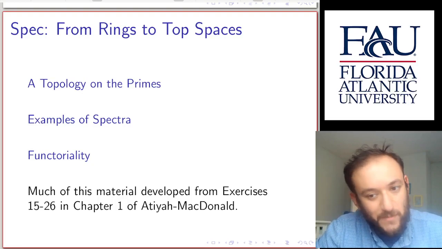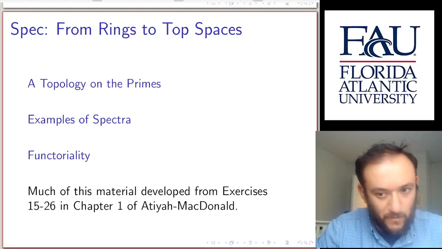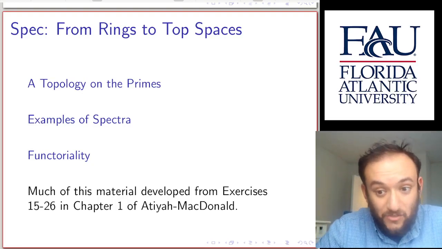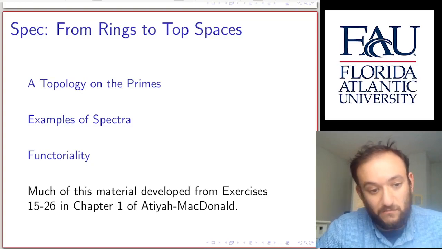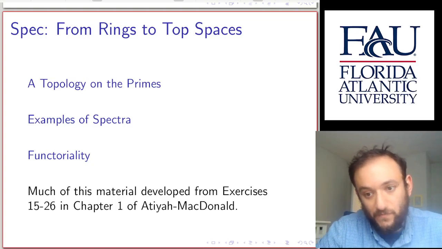You can find much of this material, though some of it is from other sources, in the exercises to Chapter 1 of Atiyah-MacDonald. Exercises 15 to 26 are where they talk about Spec.